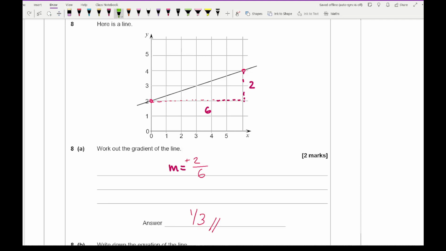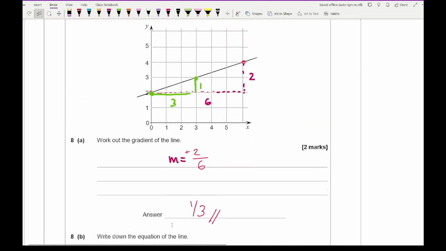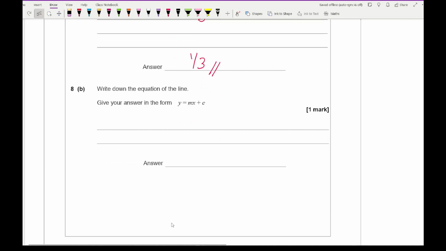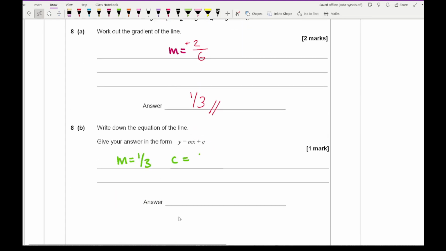Now again, if I wanted to, I could have picked these two coordinates, in which case I would have got the gradient straight away without having to simplify. It then says write down the equation of the line, give your answer in the form y equals mx plus c. Well, if I know that the gradient is a third, so m equals a third, and c is the y-intercept, and it crosses at 2, then all I need to do is substitute those numbers in, so I get y equals a third x plus 2. Now make sure your third is there, make sure your x is not in the denominator. You don't want it to be 1 over 3x, it's a third x plus 2.